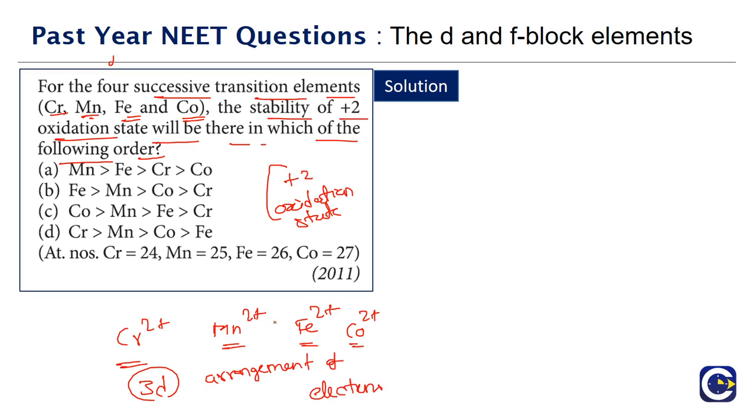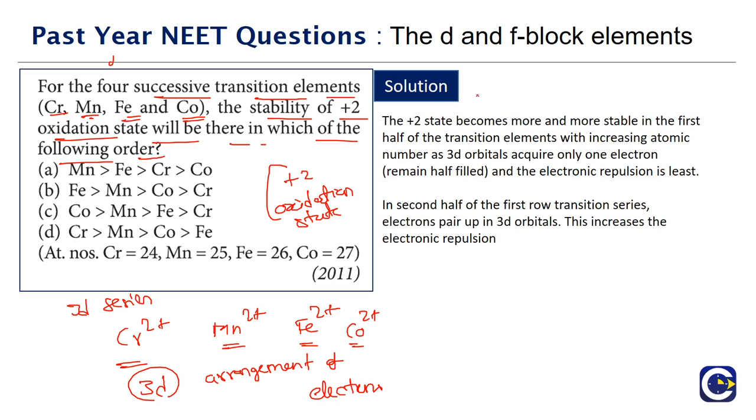Because all these are 3D series elements. When in these ions we have unpaired electrons, because there will be no repulsions between them. If you pair them, only then will there be repulsions. If they have unpaired electrons, generally those kinds of oxidation states will be more stable. If you have paired electrons, then it will become less stable because of the repulsions.